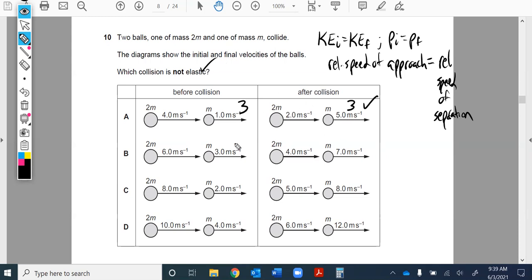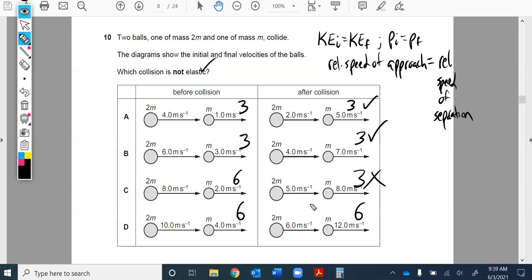So most of them should be like this. 6 minus 3 is 3, same direction. 7 minus 4 is 3. Check. Elastic. 8 minus 2 is 6. 8 minus 5 is 3. That should be our correct answer, but let's just prove it to ourselves that 10 minus 4 is 6 and 12 minus 6 is 6.